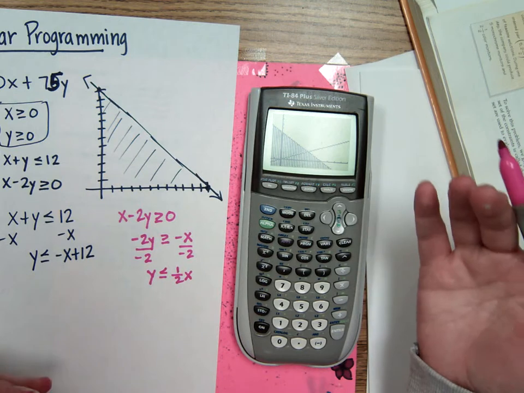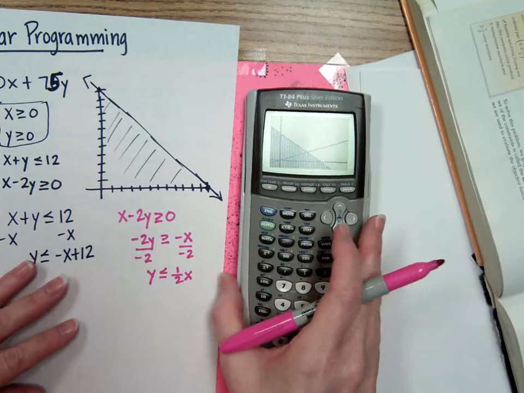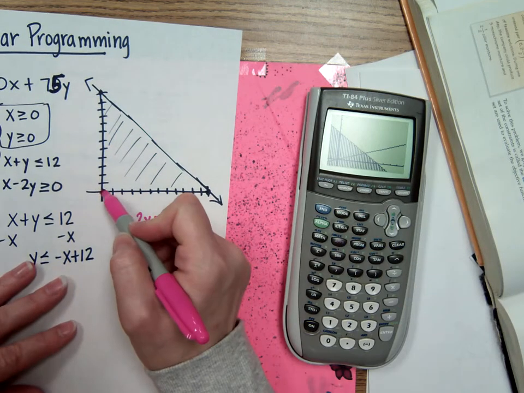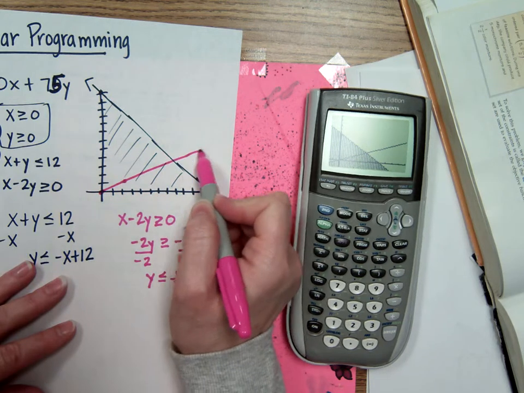My calculator cannot decide to shade above or below. I have to tell it to shade above or below. But it looks like it's passing through 0, 0, up 1 over 2. So it goes like this.